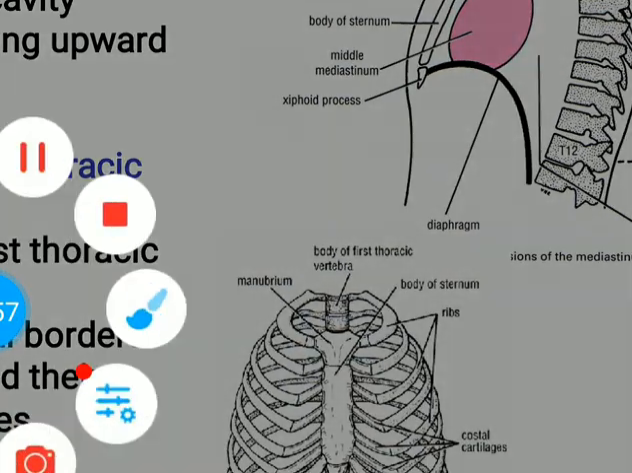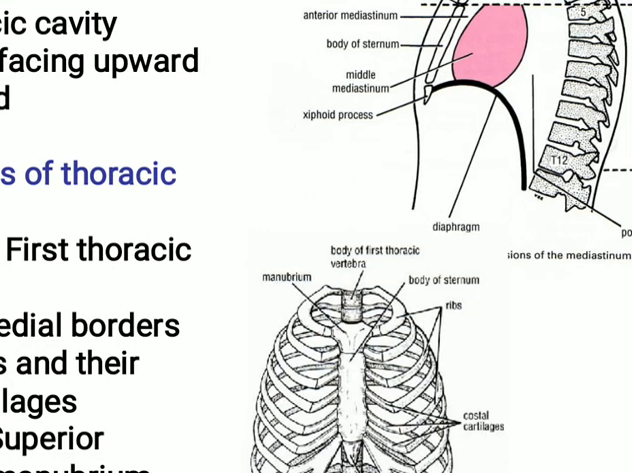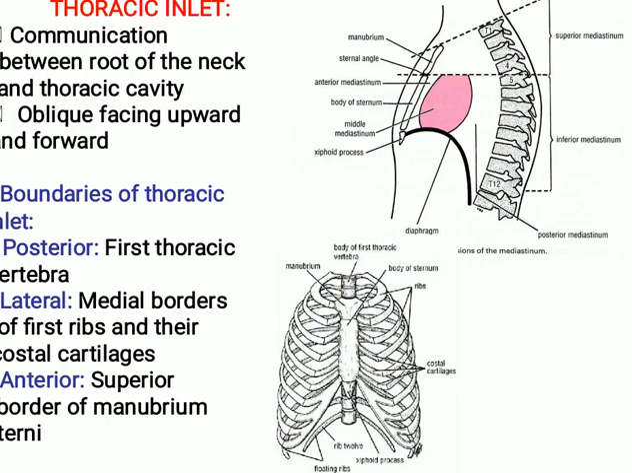So this is the manubrium sterni, and its superior border makes up the anterior portion or the anterior boundary of the thoracic inlet.